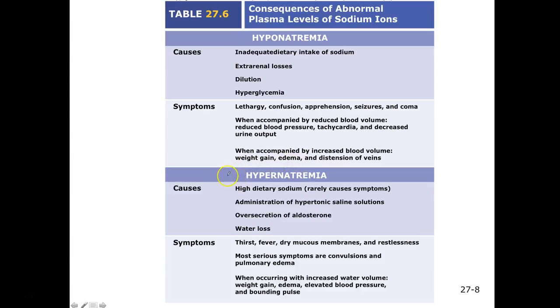So next, let's move into hypernatremia. This could be from high dietary sodium, which is more likely easily to occur when it's a dietary issue. Administration of hypertonic saline solutions or oversecretion of aldosterone, and water loss. So what this causes is going to be thirst, fever, dry mucous membranes, and restlessness.